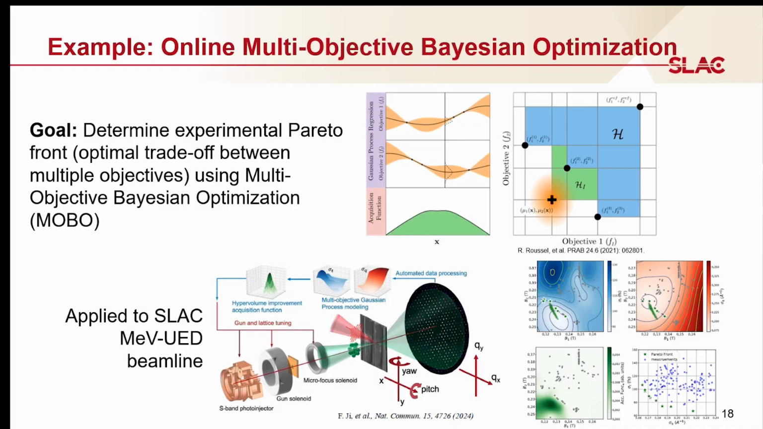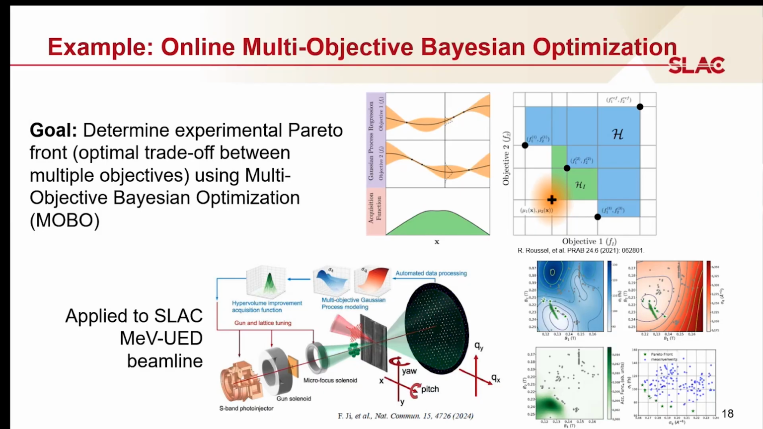And so usually this is done using genetic algorithms, which work very well when you can evaluate things in parallel. So you can evaluate a population of potential solutions in parallel. But in reality, in the real experiment, we only have a single accelerator. And so we need to do this sequentially.